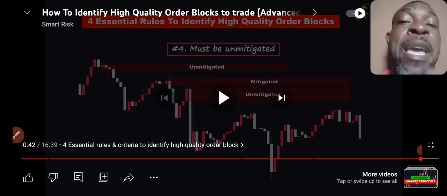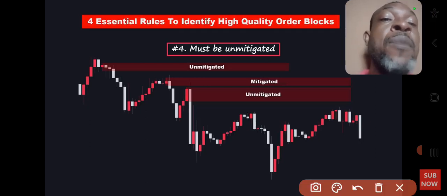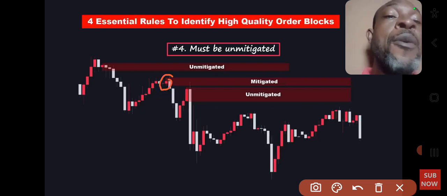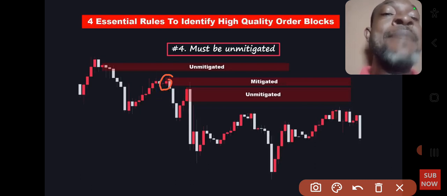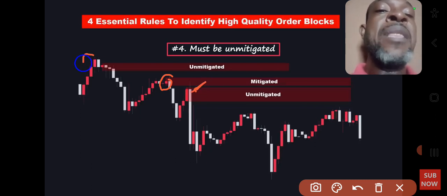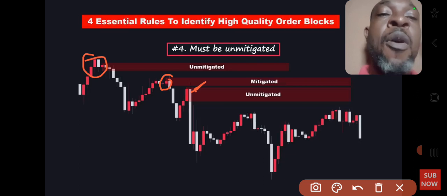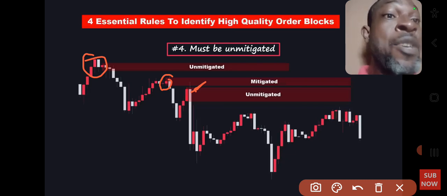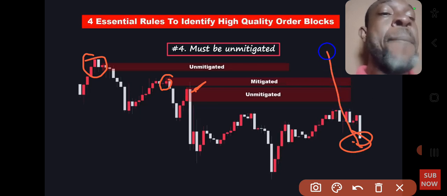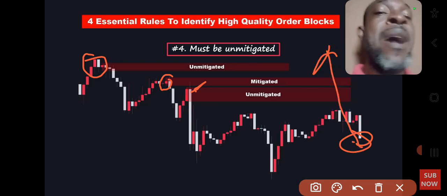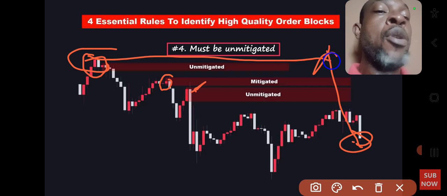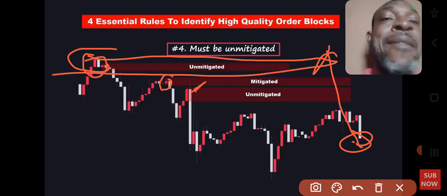Like right over here, this particular order block here that has been mitigated was touched right over here. But this one right here is unmitigated. That means it can still work for you because price can still move from over here back up to cover that other block zone and now clear it out.